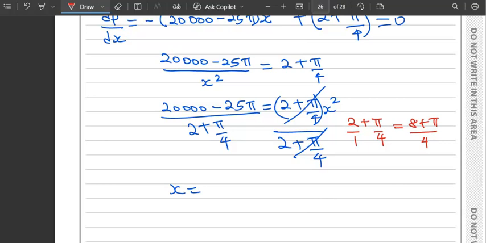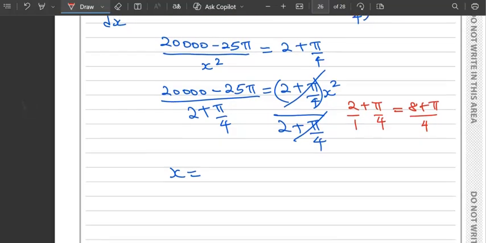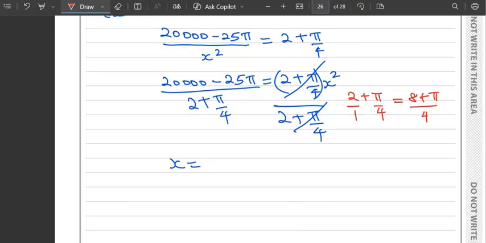Now, simplifying this, we know that what we will have is 20,000 minus 25 pi everything divided by 8 plus pi over 4.